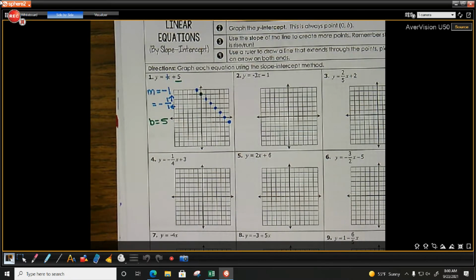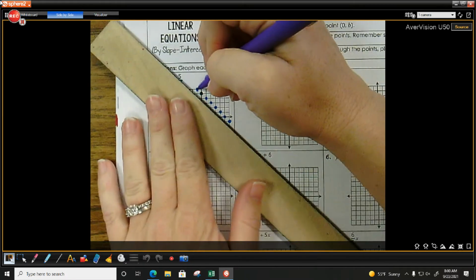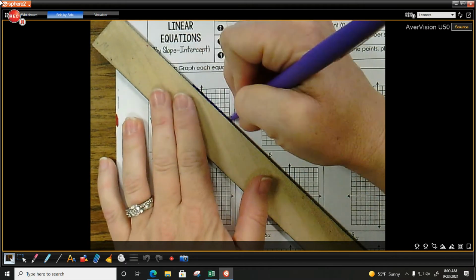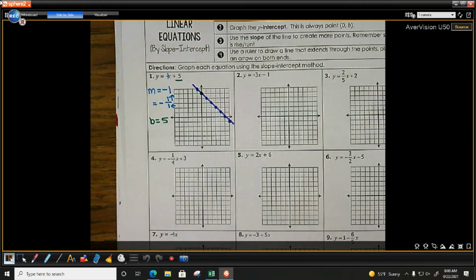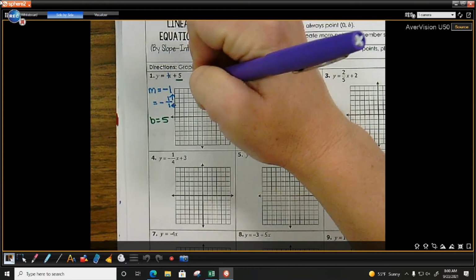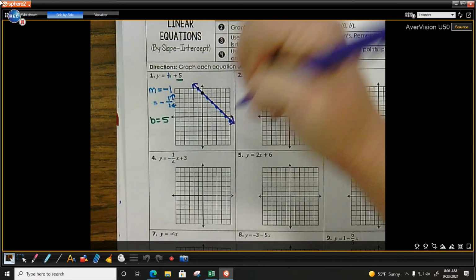Use something as a straight edge. Use your calculator or your folder if you have a folder out. Draw your line through the points. Notice these points make a line. If you are doing it wrong and it doesn't make a line, then you're wrong. What should go at the end? Arrows at the end.